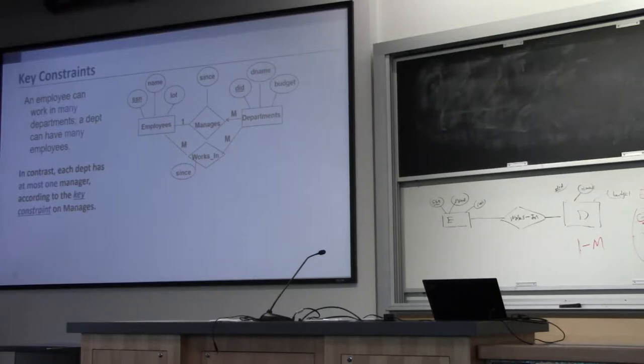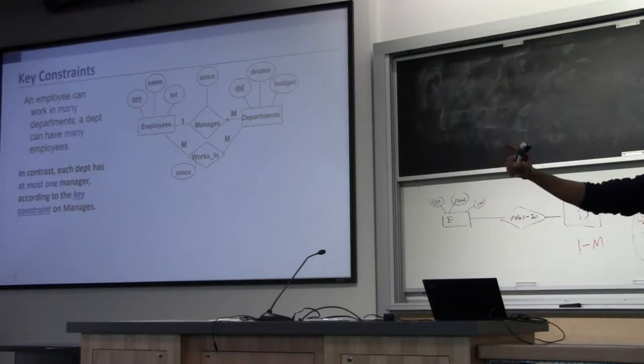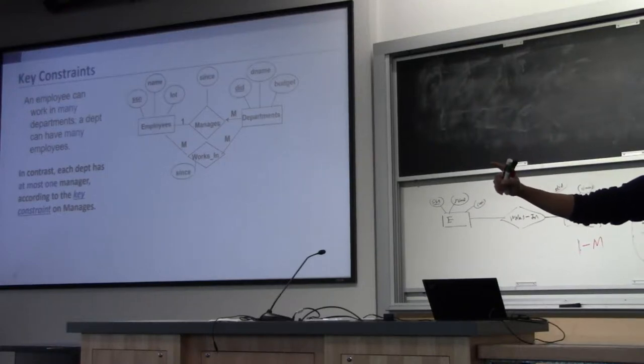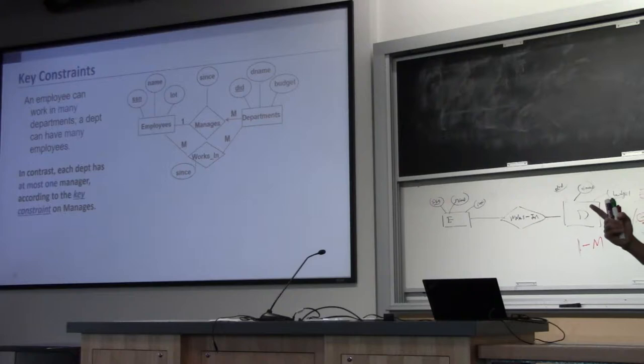So each department should have just one manager, right? But I can be a manager of multiple departments. One person can manage multiple departments. That's okay. So it's a one-to-many mapping. Do you see that? One person can be manager of multiple departments, but each department can be mapped to only a single person to be the manager of that department. So it's a one-to-many from employee to departments.